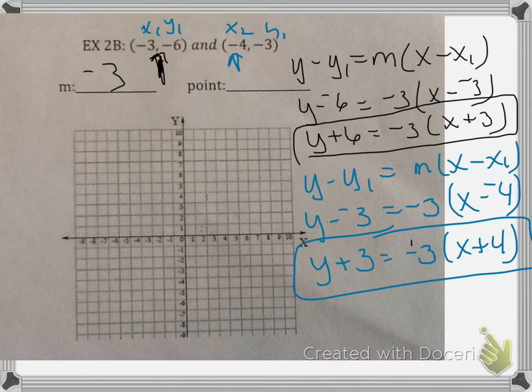See how they're different? So now I'm just going to plot them, and then I'm just going to put the dots on there. So the -3 means I go over 3 and go down 6. 1, 2, 3, 4, 5, 6. So put a dot there. And I use rise over run, which means I go down 3. Down 3, 1, 2, 3, over 1. And I can't go any further than that, but I'm going to go up 3, 1, 2, 3 to the left 1. Up 1, 2, 3 to the left 1. Up 1, 2, 3 to the left 1.